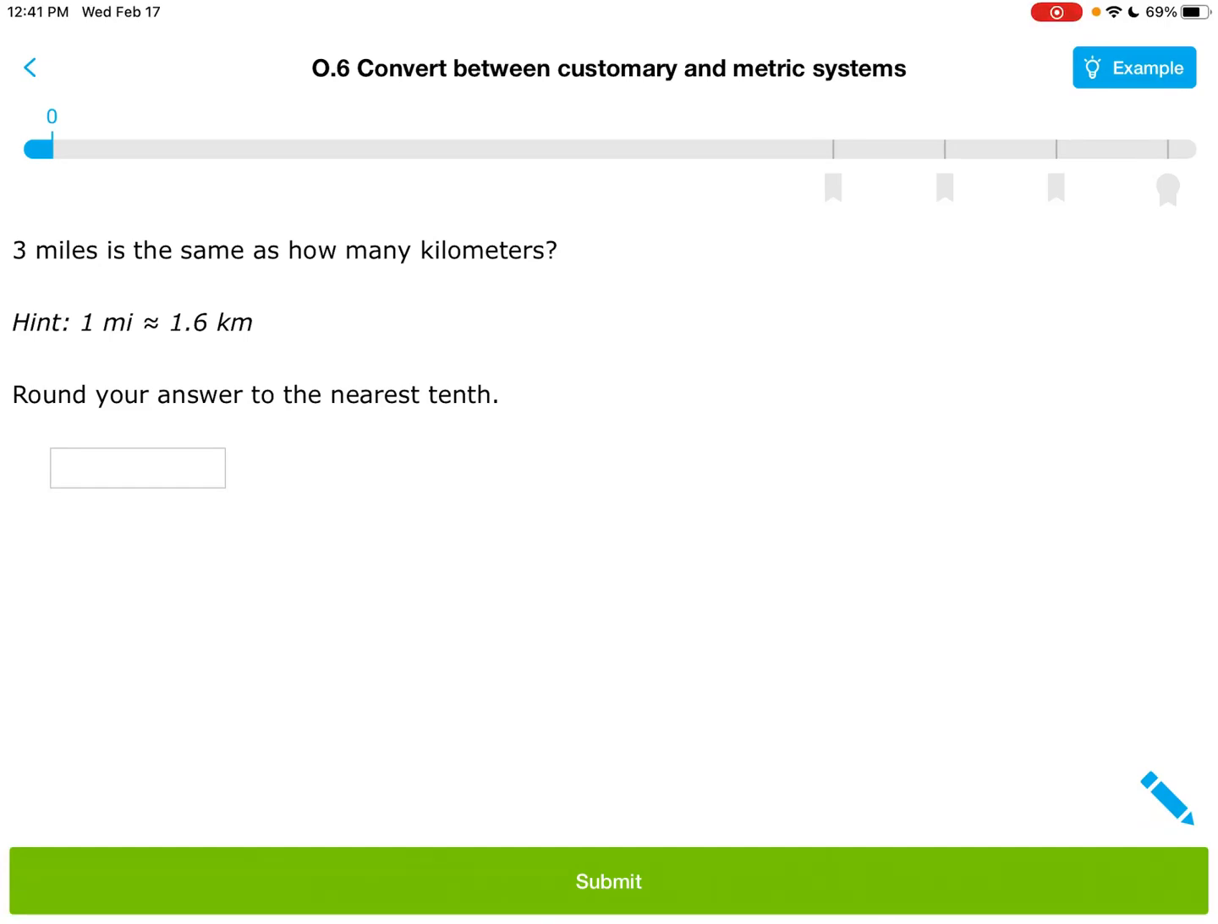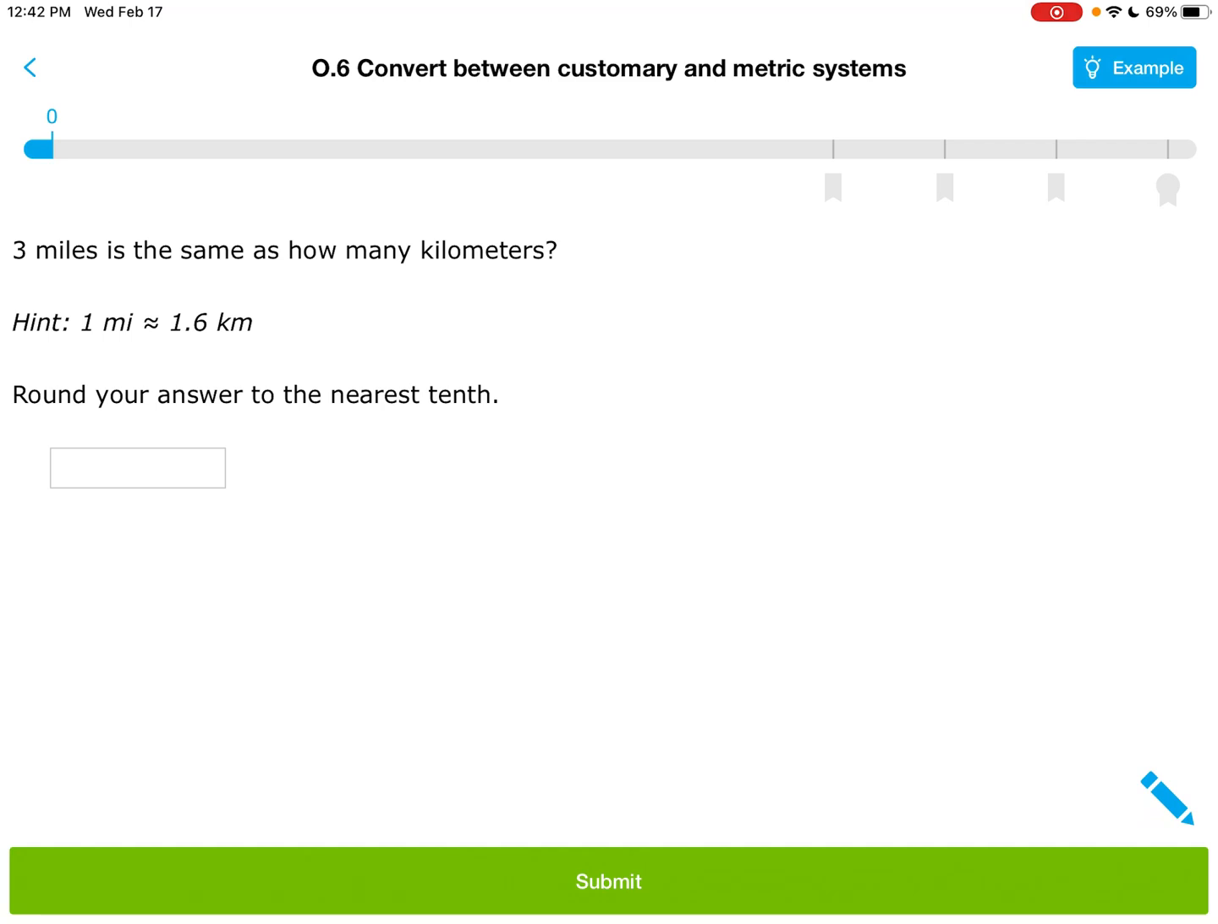Today we are going to work on the 5.6 IXL, which is O.6. This lesson is all about converting between customary and metric systems. So what we are going to be doing a whole bunch this lesson is setting up proportions and solving. Okay, so let's go ahead and get started.